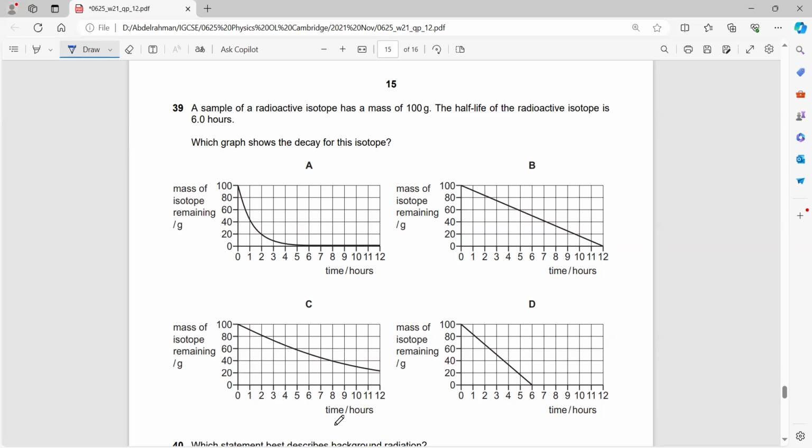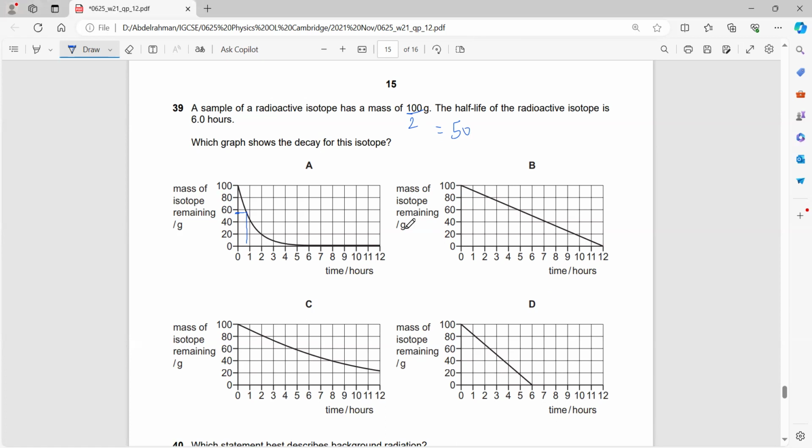Why? Because he said that the half-life is 6 hours. After one half-life, you divide this by 2, which would be 50. At 50, the time was less than 1 hour. So this is wrong. This is definitely 100% wrong.